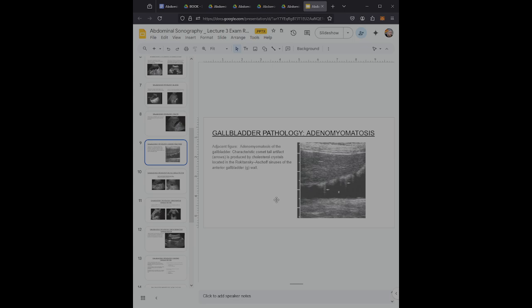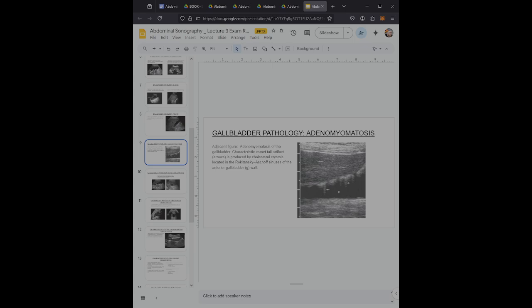We had talked about adenomyomatosis, and we had said this is one of the conditions of hyperplastic cholecystosis. The other form of that is cholesterolosis.